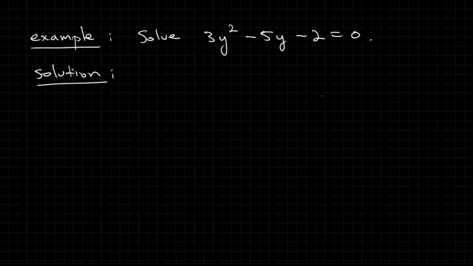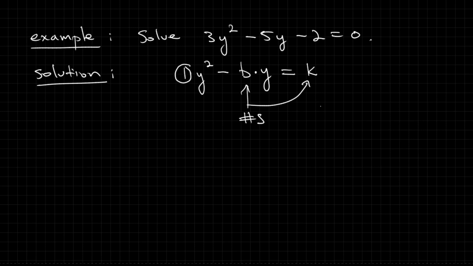Now, in order to use either of the ways for completing the square, we have to have a quadratic equation of the form 1 times y squared minus something times y equals something, where these somethings are numbers. So two things have to happen. We have to have a 1 multiplying the y squared. We have to have the term without a y on the other side. So the setup of the method of completing the square is a little bit different than the previous methods.